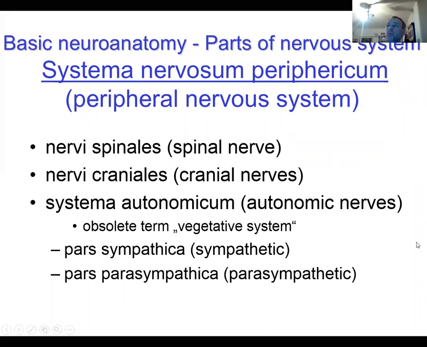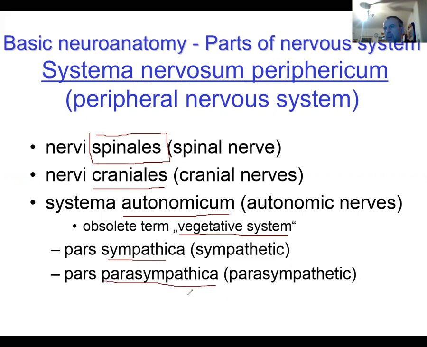Now we can proceed to the peripheral nervous system itself. It is composed of the 12 cranial nerves, which is not the topic of today, and of the spinal nerves. We are going to talk about that, and then the autonomic system. It used to be called also vegetative system, but this term we consider obsolete, and we prefer the term autonomic system, which is composed of the sympathetic part, the parasympathetic part, and of course the third part is the enteric system, which you already know from the GIT as the submucous and the myenteric plexuses.